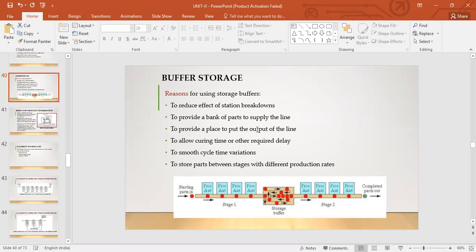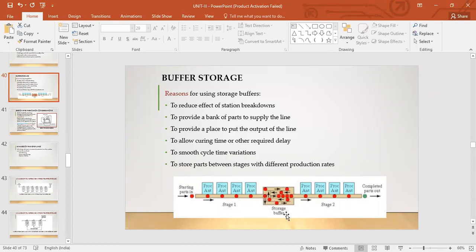Station breakdowns are part of the process in manufacturing industries. Station breakdowns are there, either because of tool changing or because of a malfunction. Okay, various reasons. Curing time also, right? Especially for painting processes, etc. So you have to have these buffer storages. They are basically storage capacities, right?